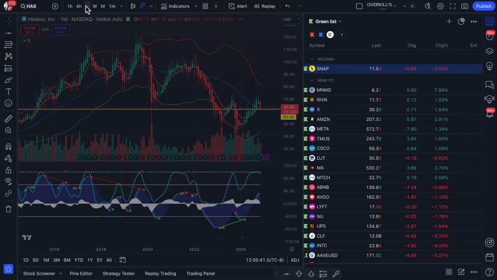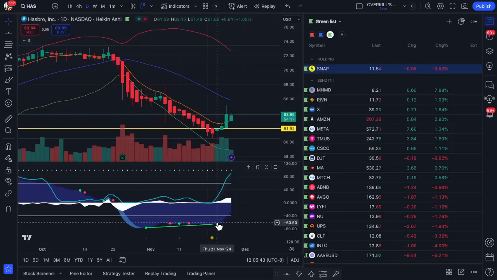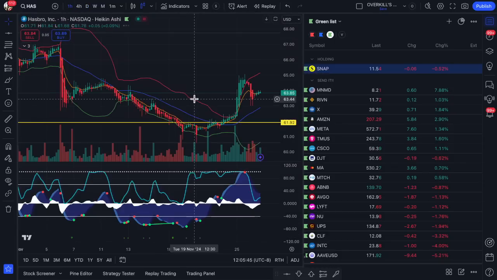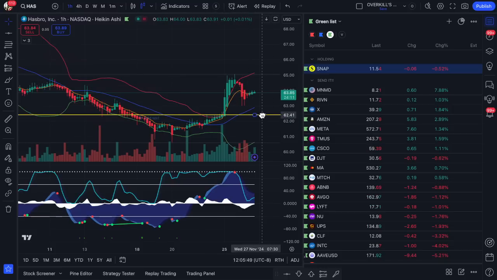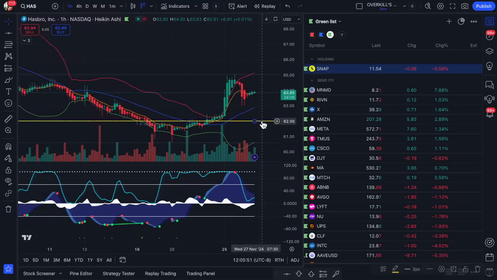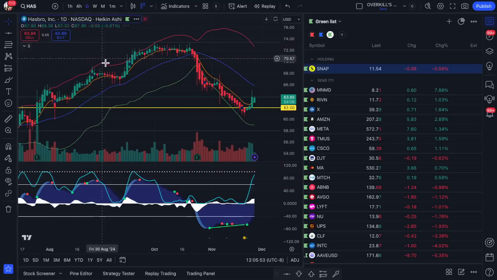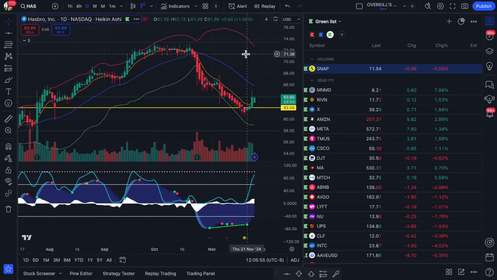I do like the daily breakout here. That golden dot is extremely bullish, right? So if you come in here to the hourly, you can see, boom, it pulled back here but got sucked right back up at 63. I put the stop loss at 62. 62 bucks on the stop loss on this one. I think that one is going to try to go higher.